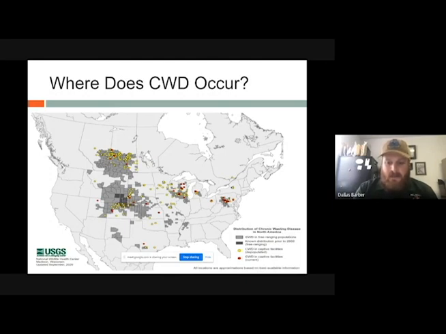The yellow dots are going to be CWD in captive facilities, so high fence breeding facilities that have been depopulated. And then those red dots are captive facilities positive for chronic wasting disease that have yet to be depopulated or are on some sort of herd plan from the USDA.